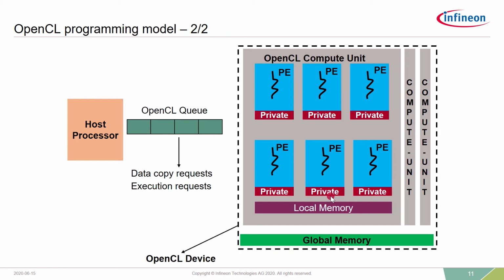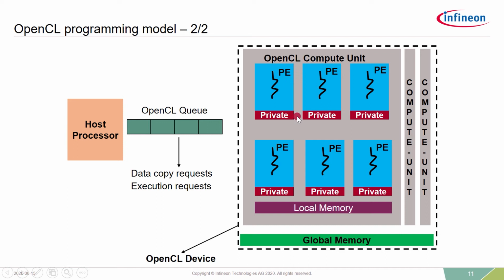The OpenCL model defines a memory hierarchy. You will find private memories which are private to processing elements. And then for each of the compute units, there is this local memory.